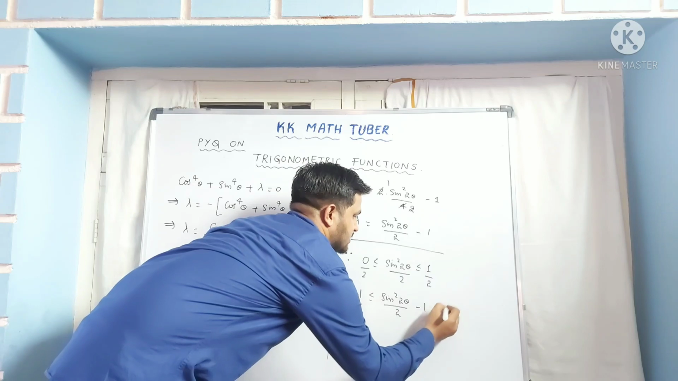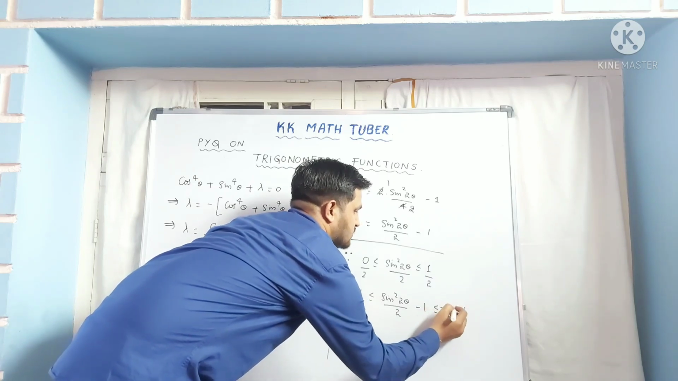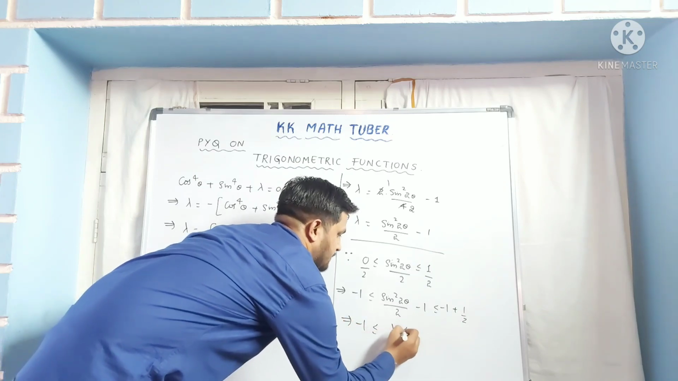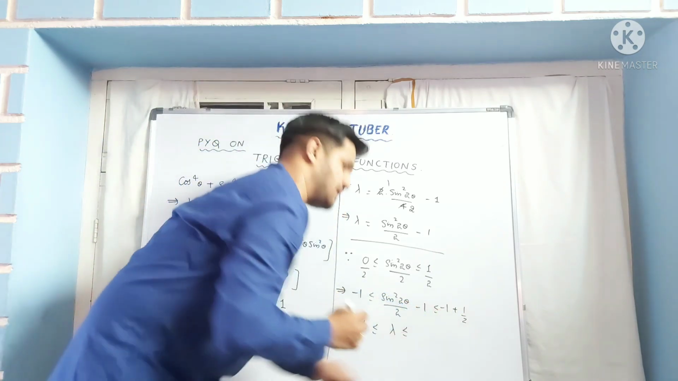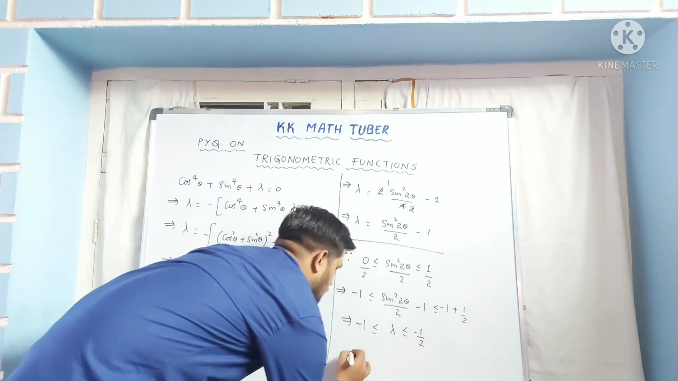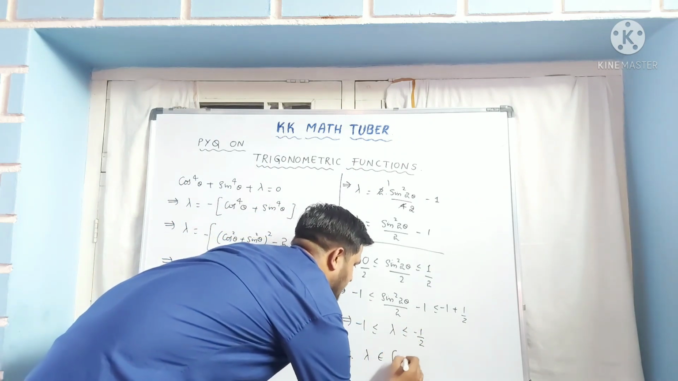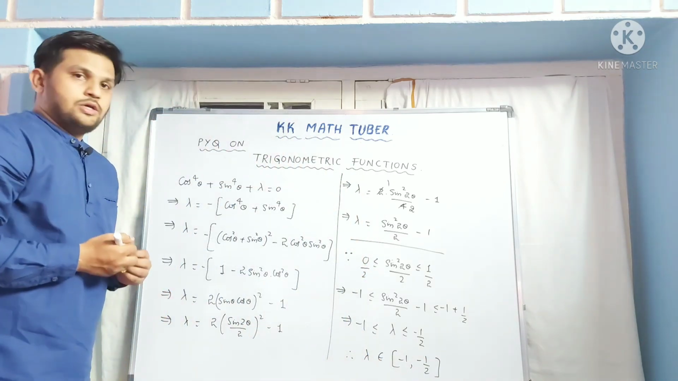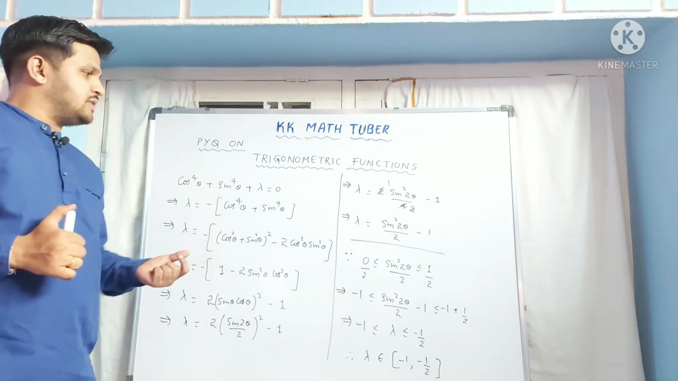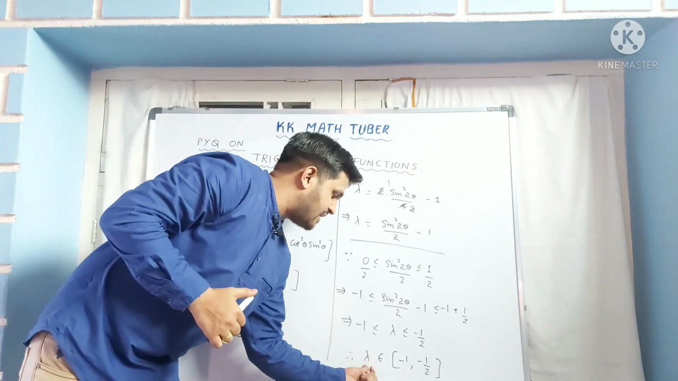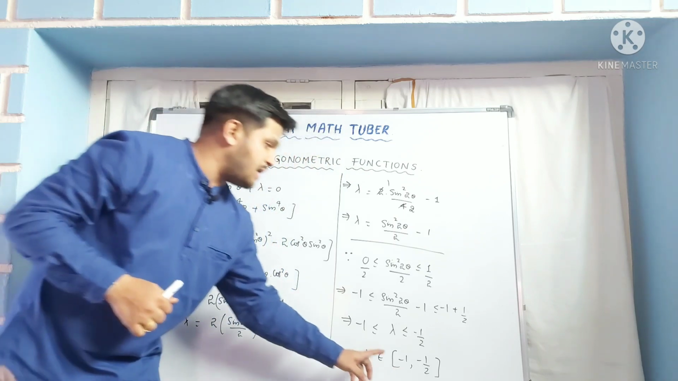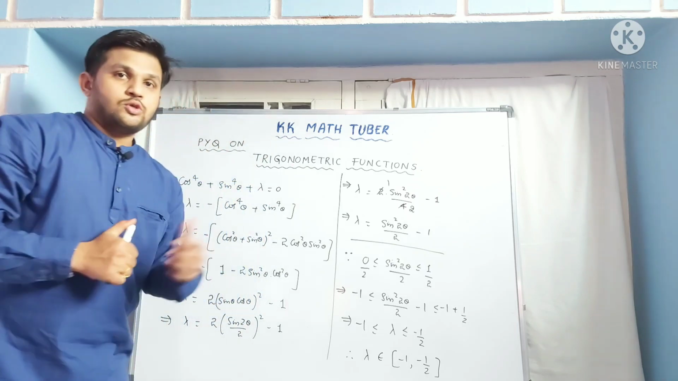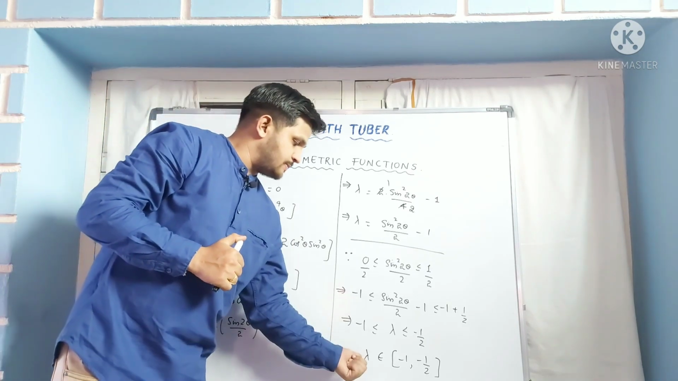So where does lambda lie? Minus 1 plus 1 by 2, this expression is nothing but lambda, and minus 2 plus 1 is minus 1 by 2. Therefore lambda lies in the interval minus 1 to minus 1 by 2. Look at the step by step solution, and we see that lambda belongs to the closed interval minus 1 to minus 1 by 2. So look at which option is the right one.